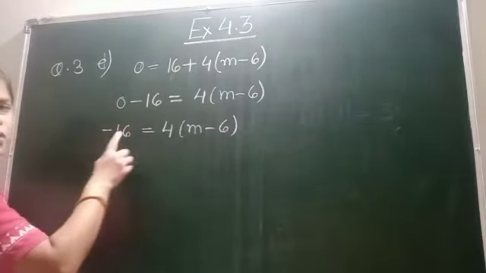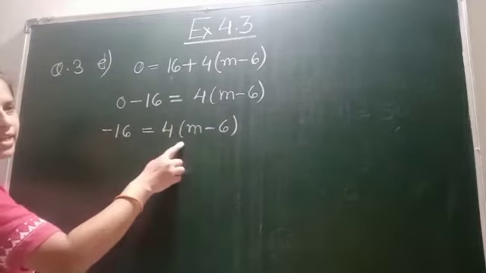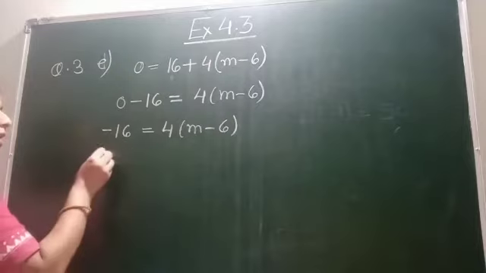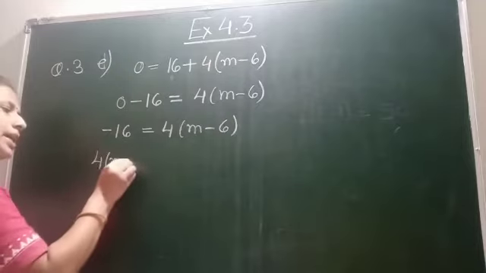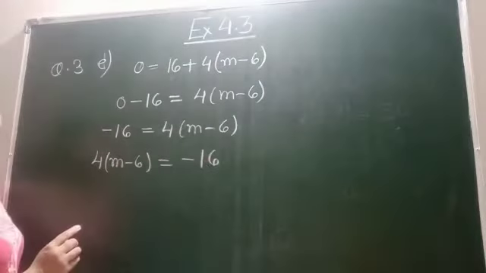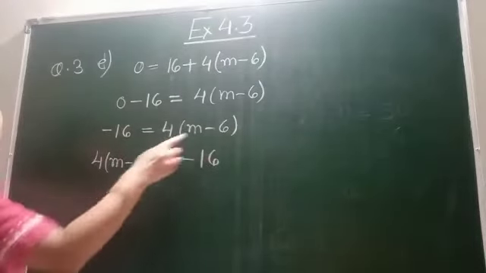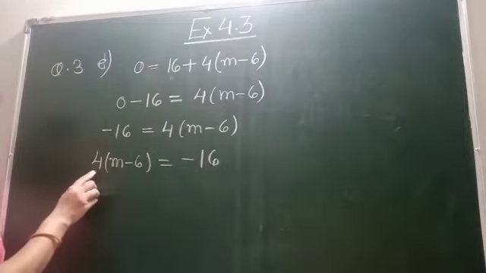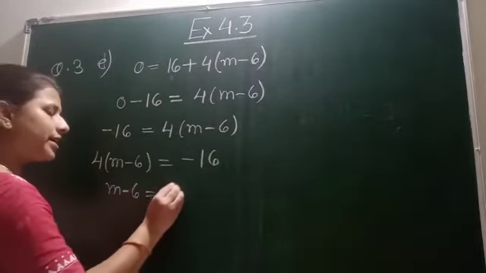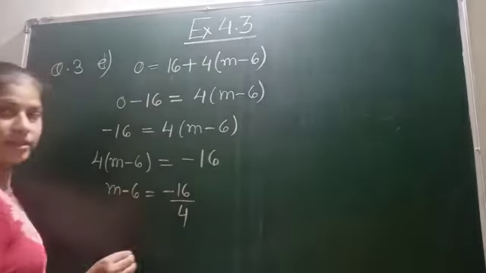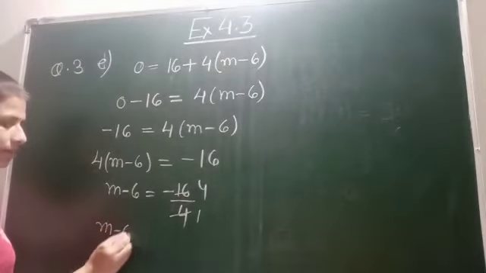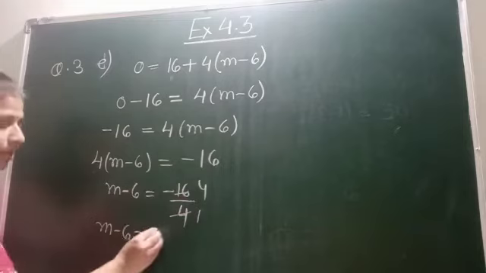Now you can interchange the position of left hand side and right hand side, or you can simplify as it is. Now I am interchanging the position of left hand side and right hand side. Okay, as you can see. Now we will simplify similarly. First we will shift this 4 from left hand side to right hand side. It will come in the denominator. Then we cancel out this. What will remain? Be careful at the time of putting the sign.